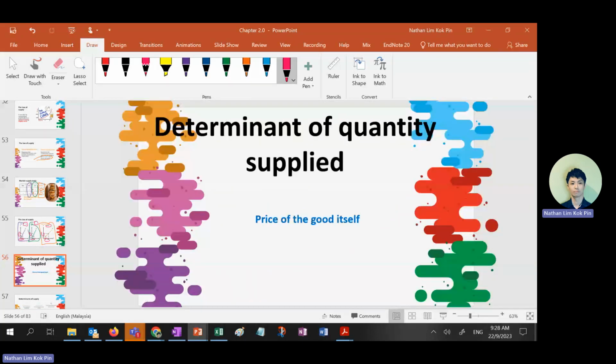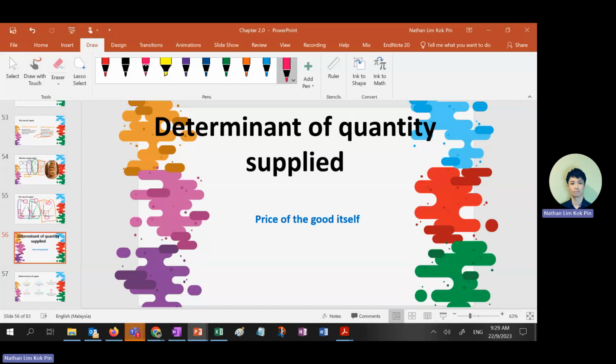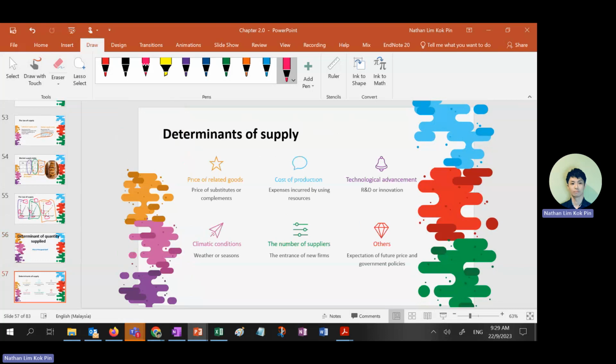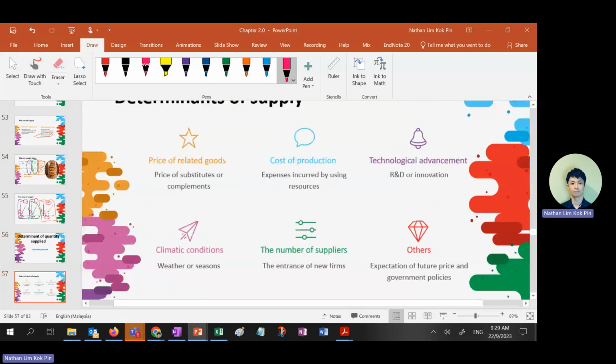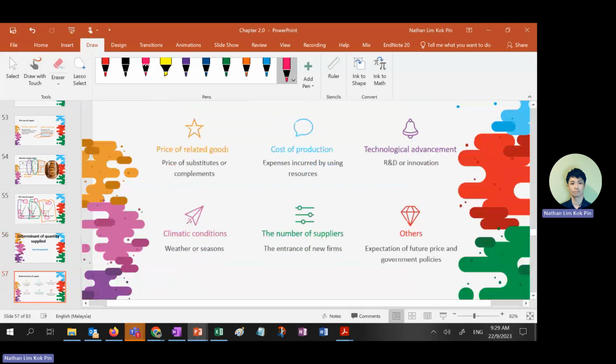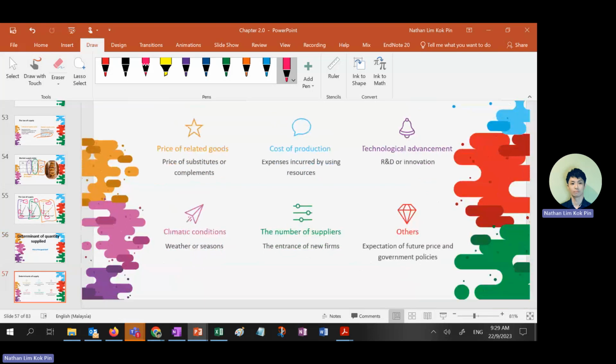Okay, quantity supply only has one determinant. Same thing, singular and plural. Singular, so one factor only, which is the price of the good itself. Supply has a lot of determinants. They include the price of related goods, the cost of production and technology, time, number of suppliers, and others. Others also include the expectation of future price.